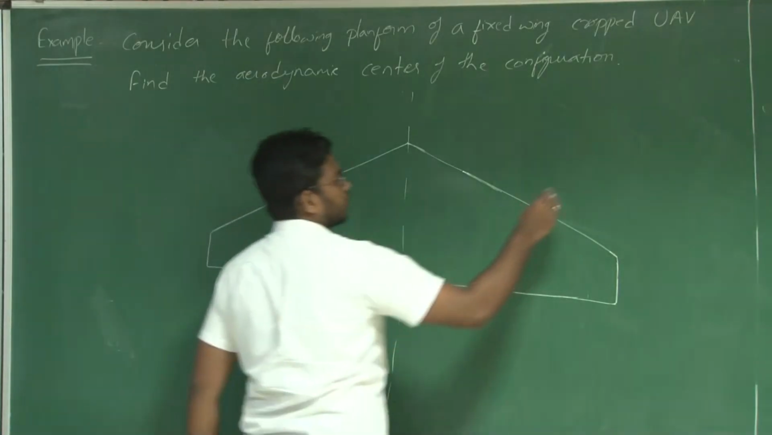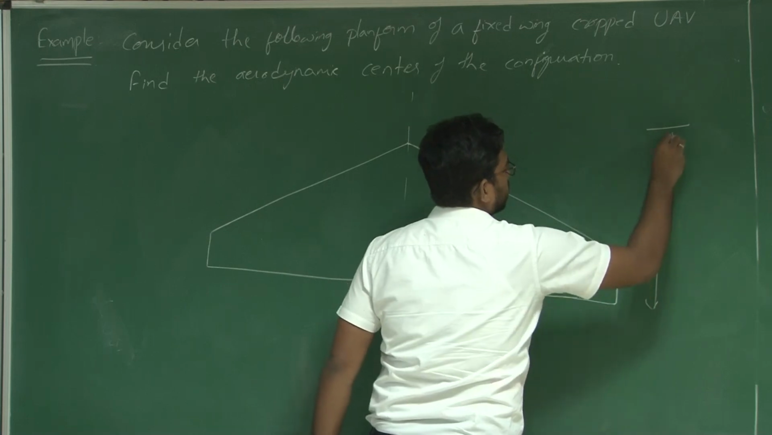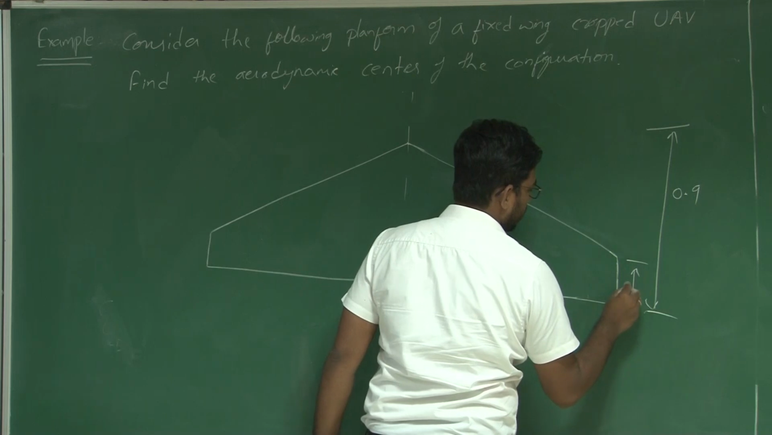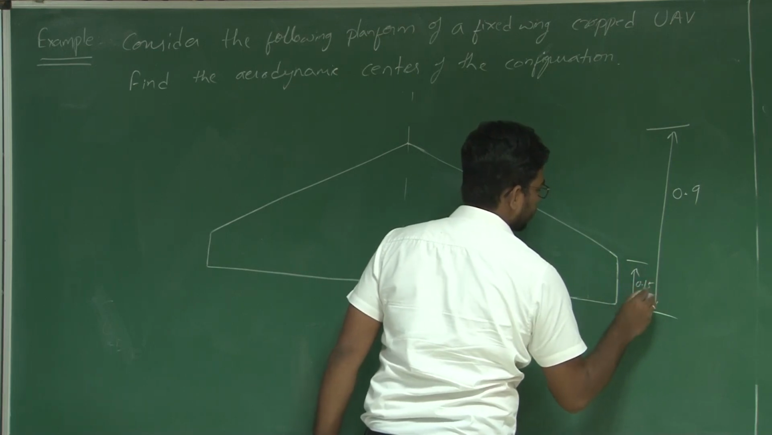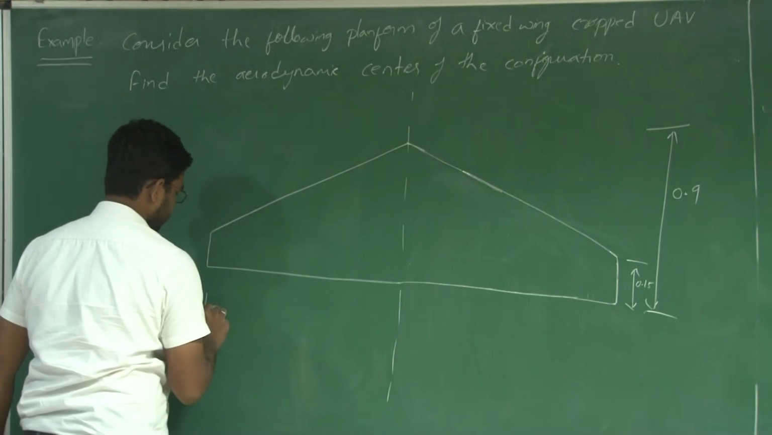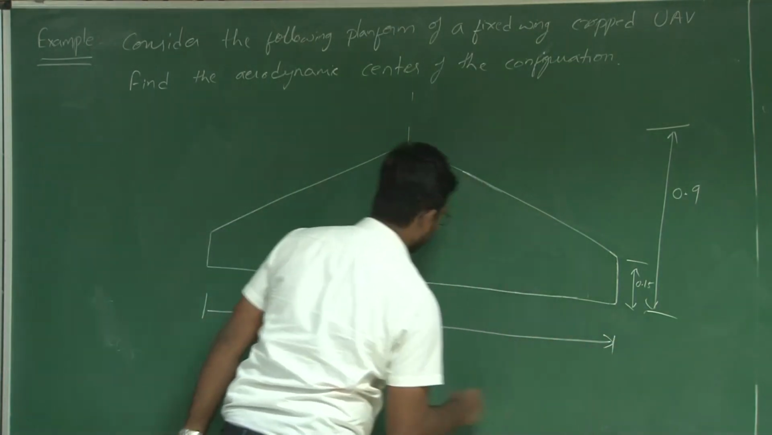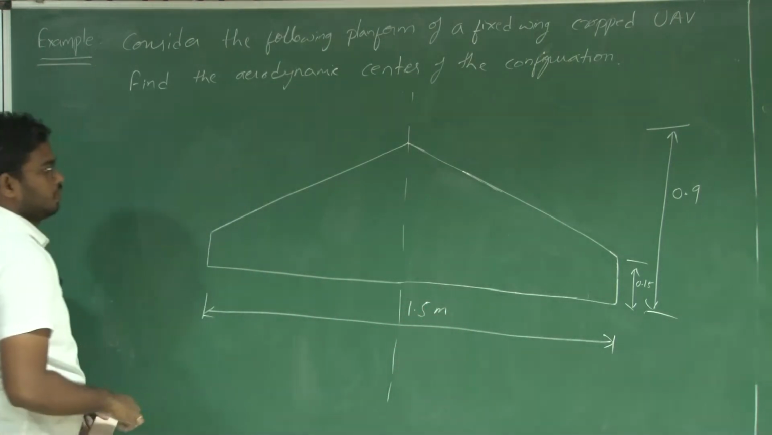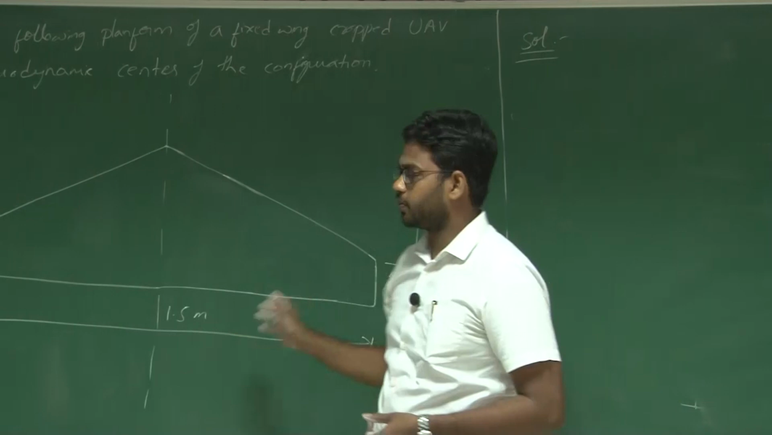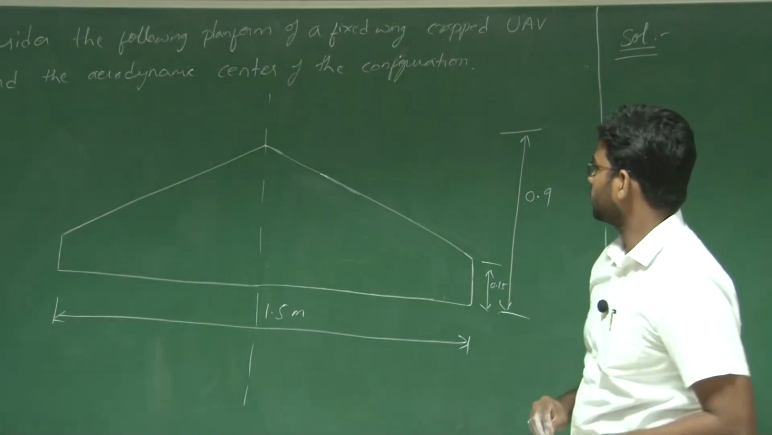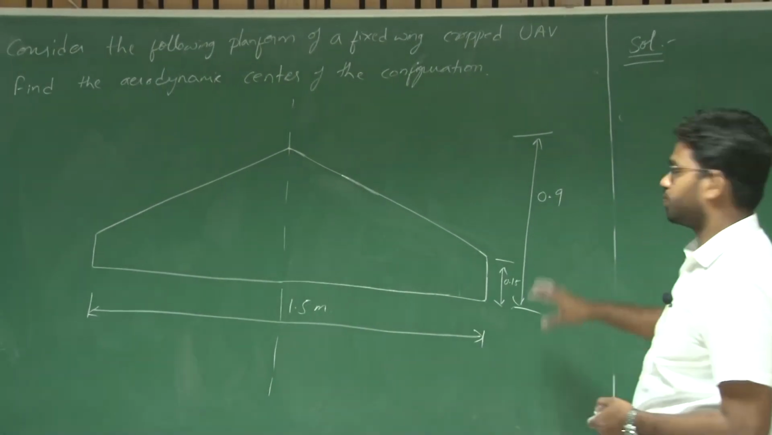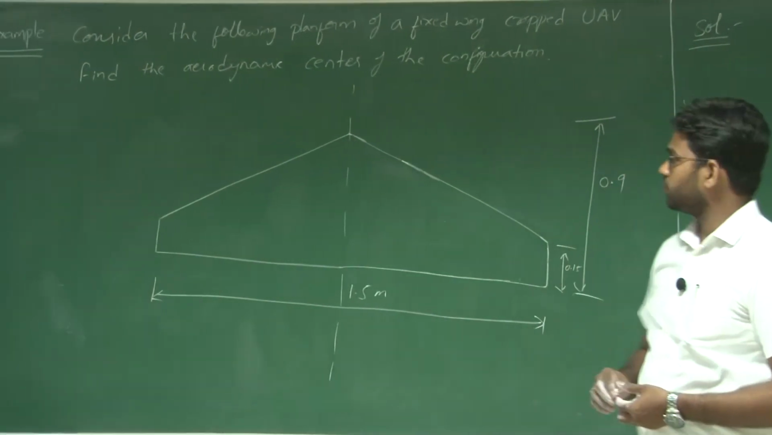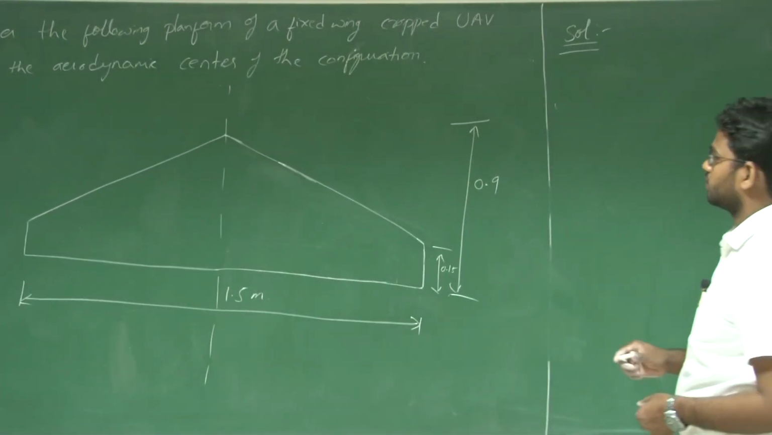So let the root chord of this UAV be 0.9 meters, the tip chord be 0.15 meters, and the span be 1.5 meters. So the planform geometry of this fixed wing crop delta UAV is given with the root chord of 0.9 meters, tip chord of 0.15 meters, and span of 1.5 meters. You need to find the aerodynamic center of this configuration.